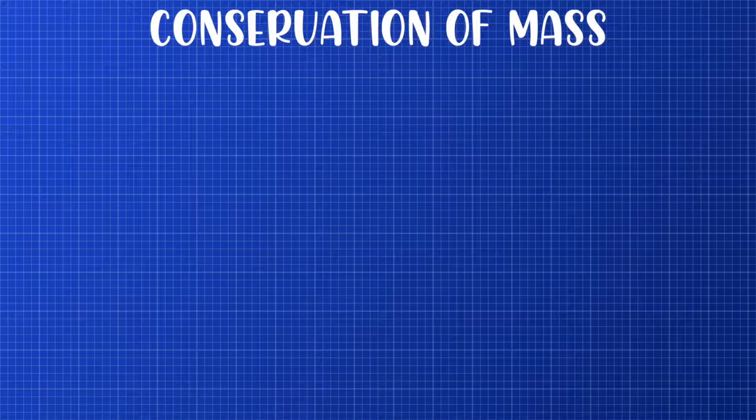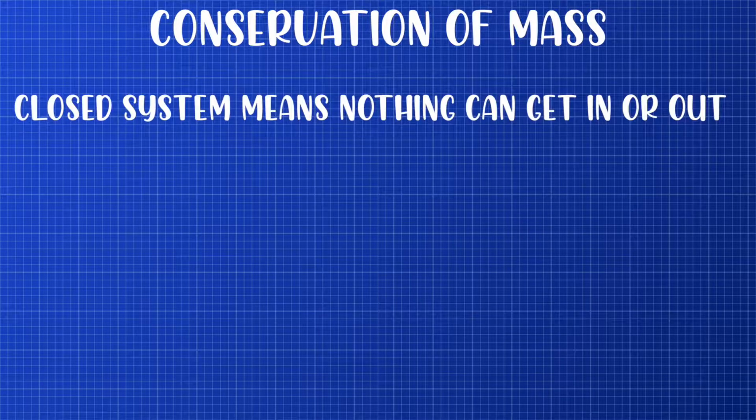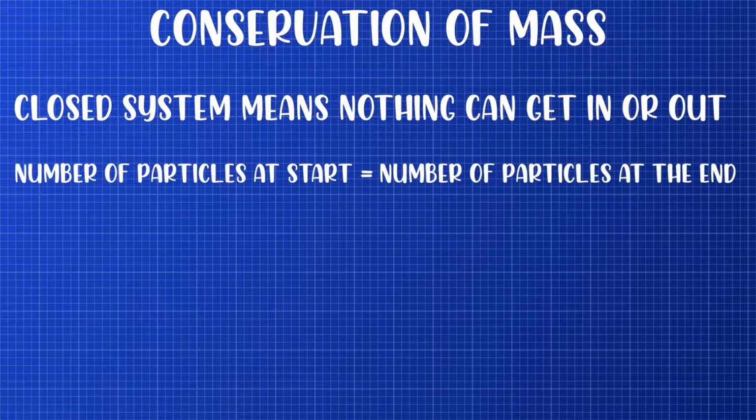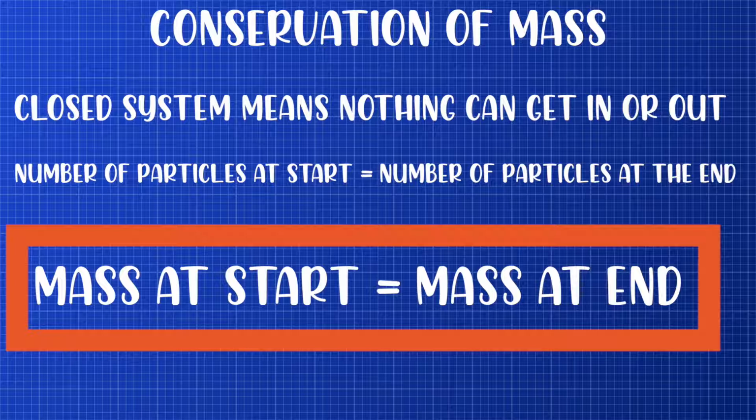Conservation of mass. As long as the matter is in a closed system, which means nothing can get in and nothing can get out, the number of particles remain the same, so the mass at the start is the same as the mass at the end. We call this the conservation of mass.